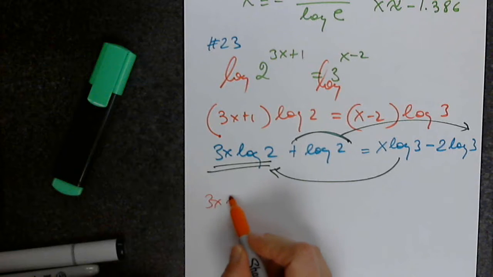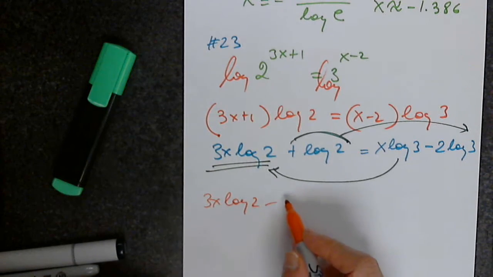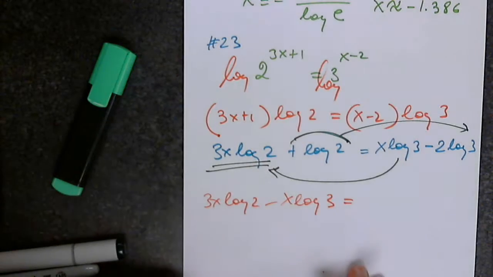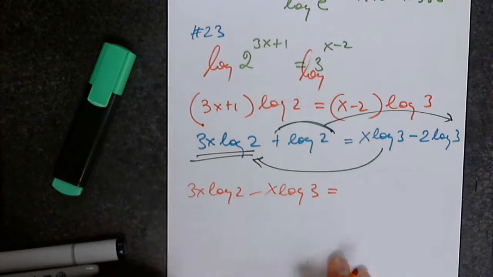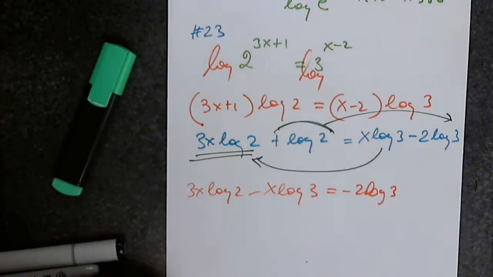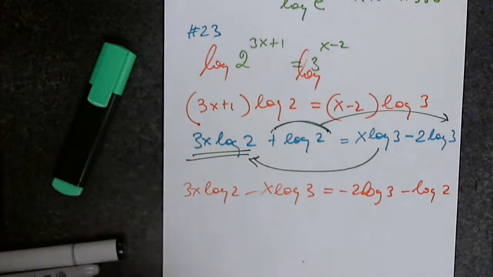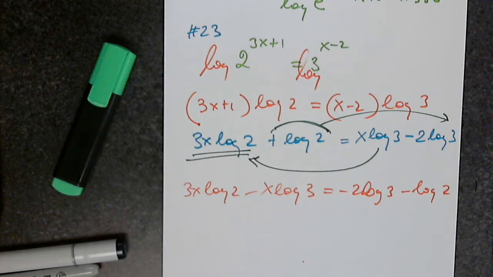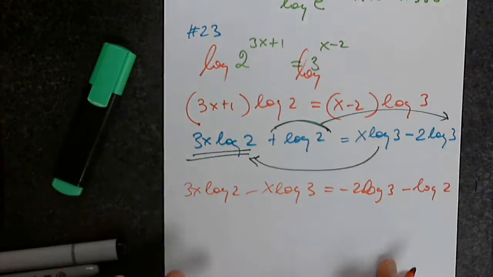3x log 2 minus x log 3, yes, very good, equals negative 2 log 3 minus log 2. Perfect. I can combine the left two, but I can do something else. What is the something else that I'm referring to? There are two keywords in algebra, pre-calculus and calculus: factor, or the other one is? Vector? Exactly, that's it.